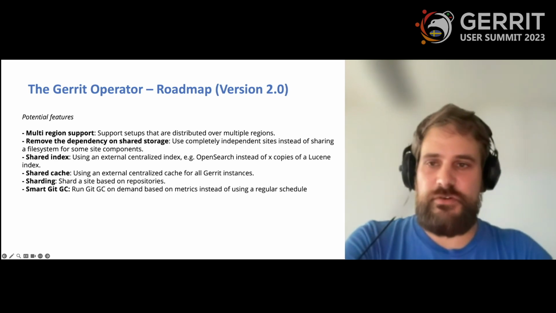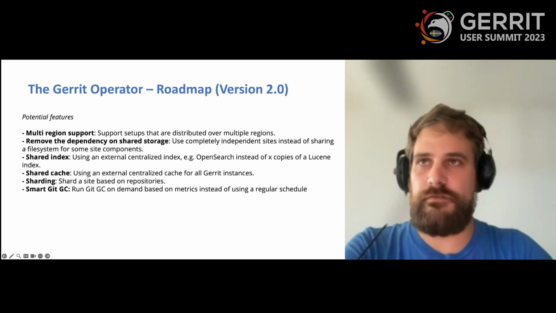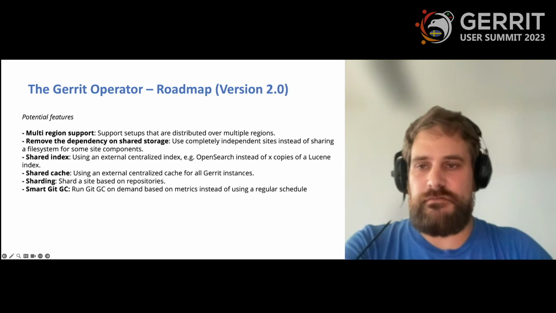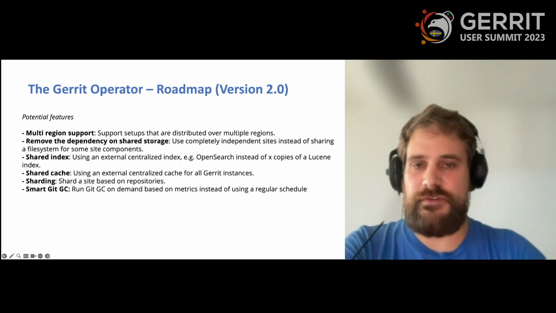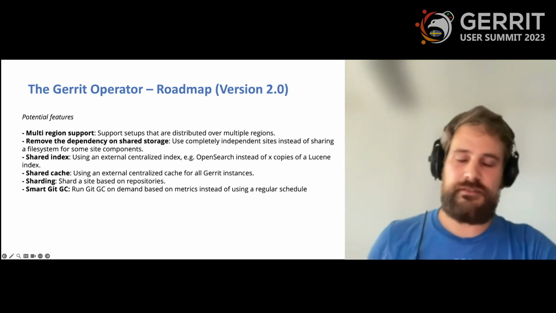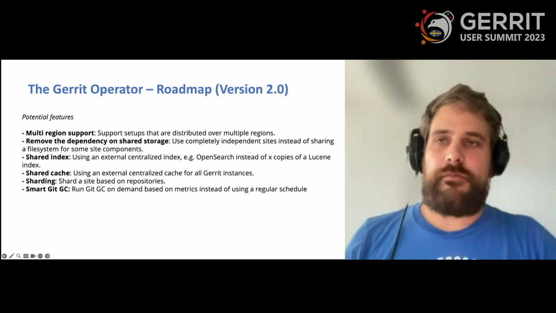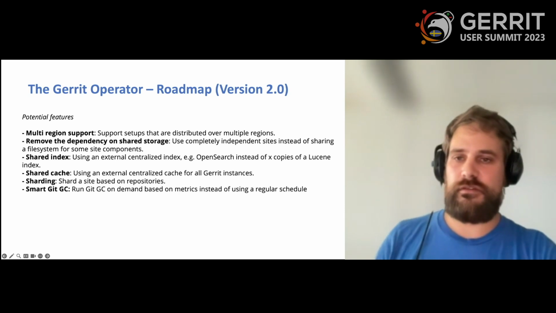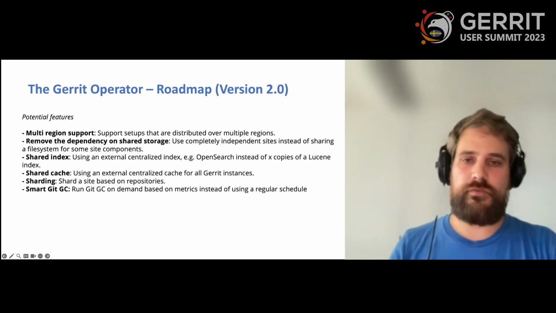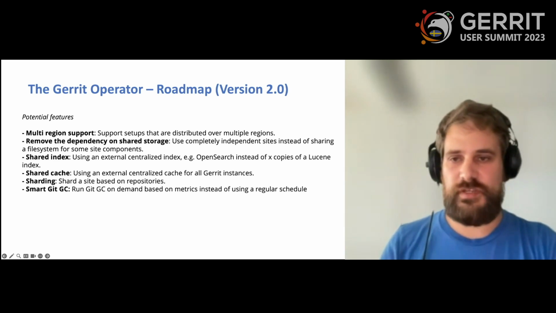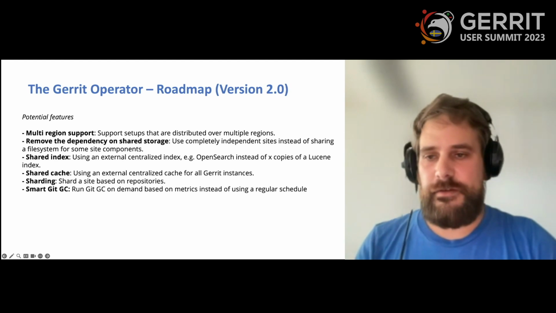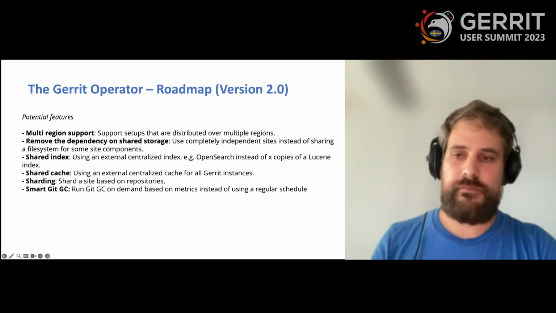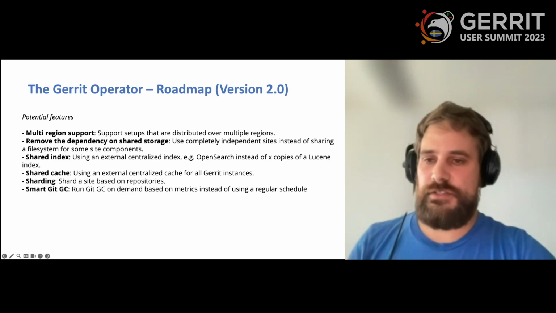Then for version 2.0, we also already have quite a lot of ideas. So we would like to add multi-region support, then using the multi-site setup. We want to remove the dependency on shared storage, especially if we see that we get NFS-related issues. This would most likely also use the multi-site setup. So instead of sharing repositories using NFS, we would share them using pull replication and the other mechanisms that multi-site provides. We would further like to use the centralized shared index instead of having a copy of the index in each pod, and to do the same as well with the cache.